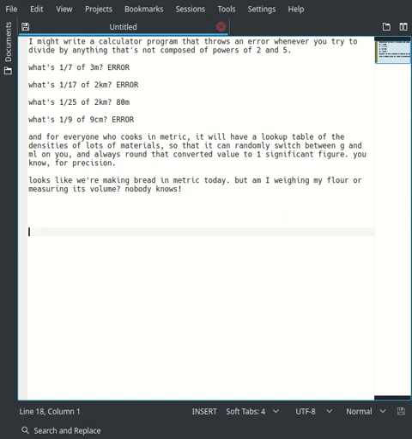So now, say we're going to make some bread today, right? We're going to make bread, and we're going to use metric. But going into this, how am I going to figure out how much flour I need? Do I need to weigh it with a kitchen scale, or do I need to measure its volume with a measuring cup? Nobody knows, because I haven't done the calculations yet with my calculator, and because this is how metric works, we have to appeal to some other authority and whatever random crap they say.